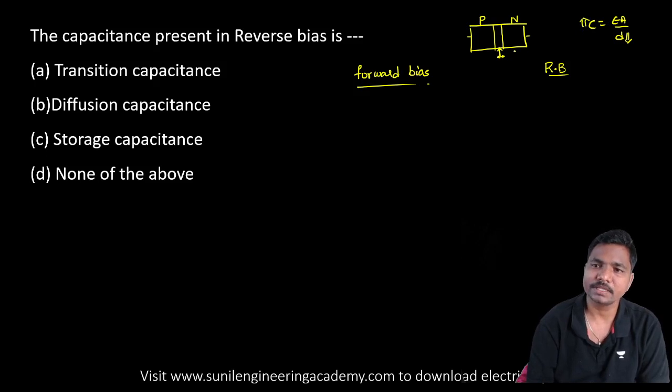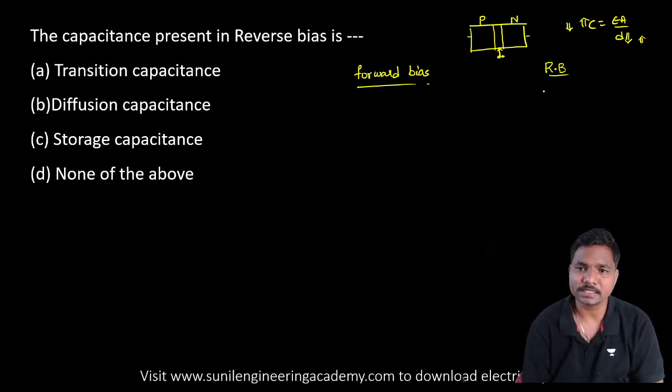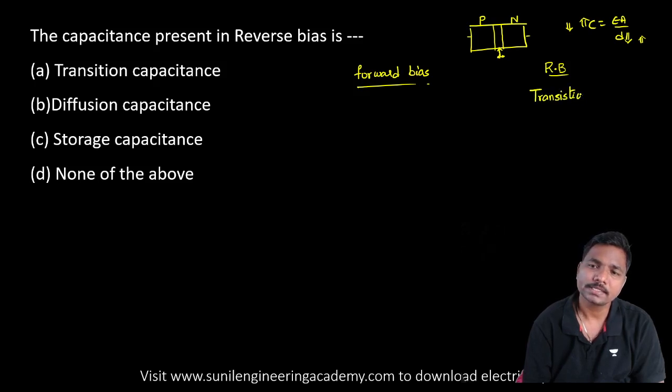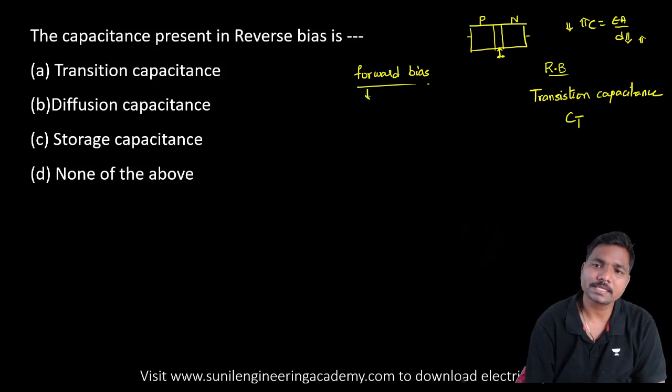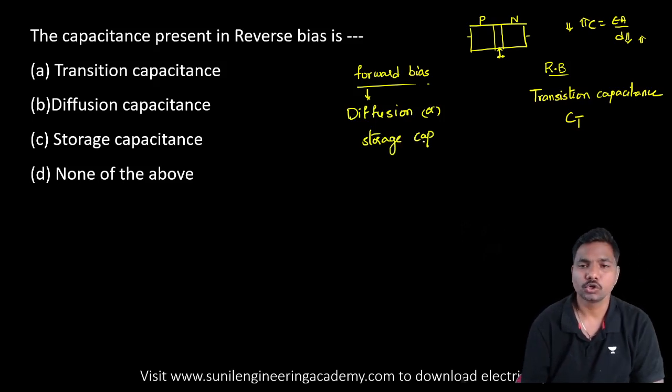And in the same way, in the reverse bias, the depletion layer size increases, so capacitance decreases. The capacitance present in reverse bias is considered as transition capacitance. You can also say that it is the CT. The capacitance present in the forward bias is nothing but diffusion capacitance or storage capacitance.